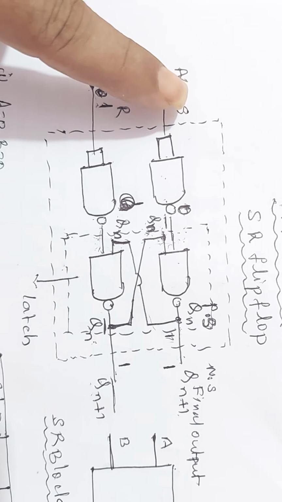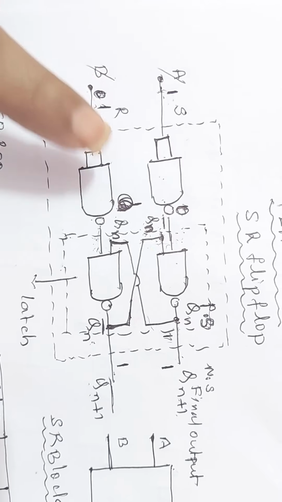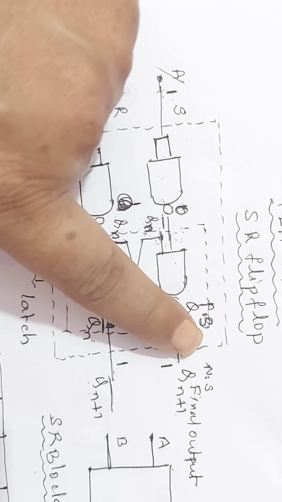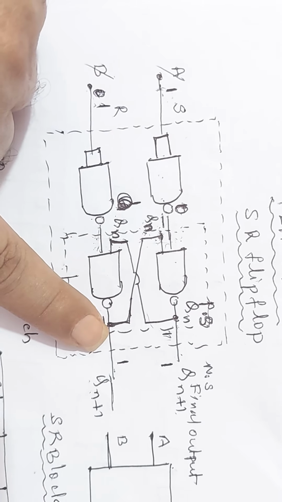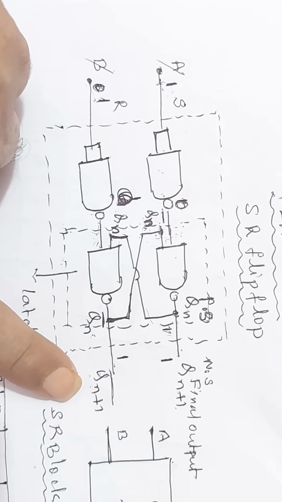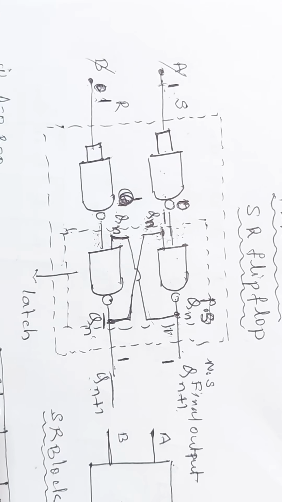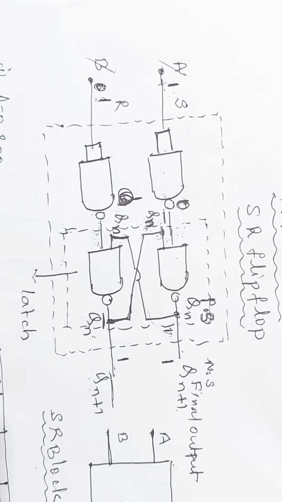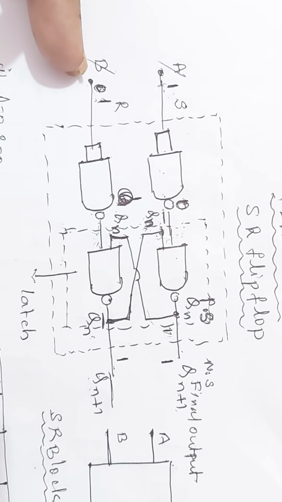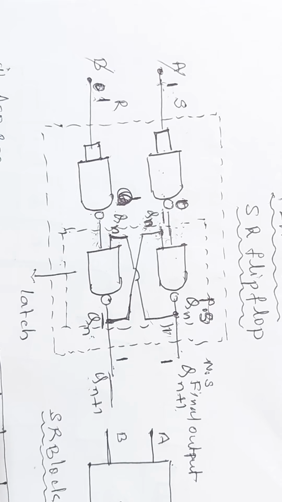The SR flip-flop has two inputs, the set input and the reset input. It has two outputs, Qn and Qn bar. These are the previous outputs. Qn plus 1 and Qn plus 1 bar are called the final outputs. Final outputs are those outputs when the inputs are applied. The previous outputs are those outputs when no inputs are applied.